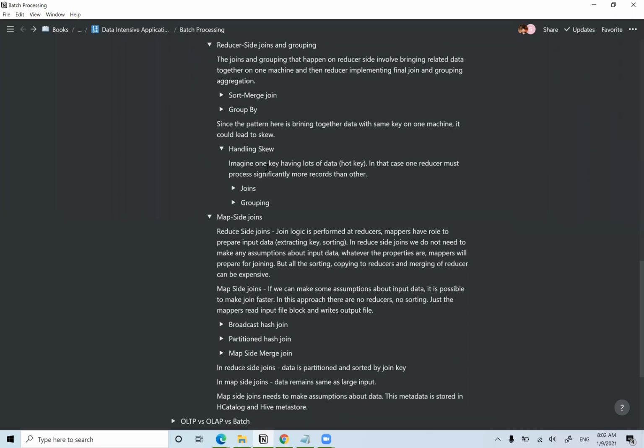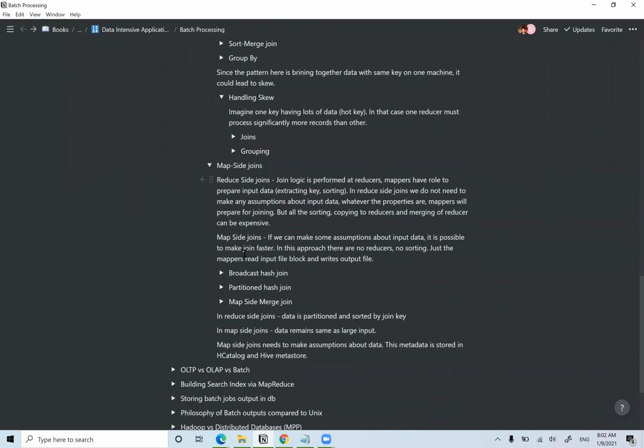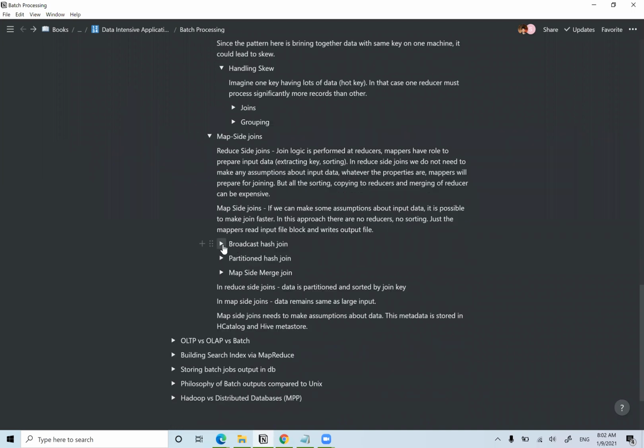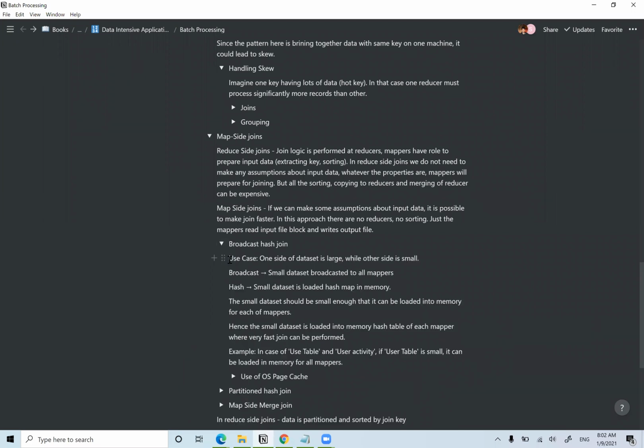So to make this process fast, we can use map side joins, but the thing about map side joins is you need to have some assumptions about your input data. Like if you know the size of your input data, then you can optimize using the map side joins. So one of the optimizations is broadcast hash join. The use case is that when you are joining two data sets, one data set is very large and one data set is very small, right?